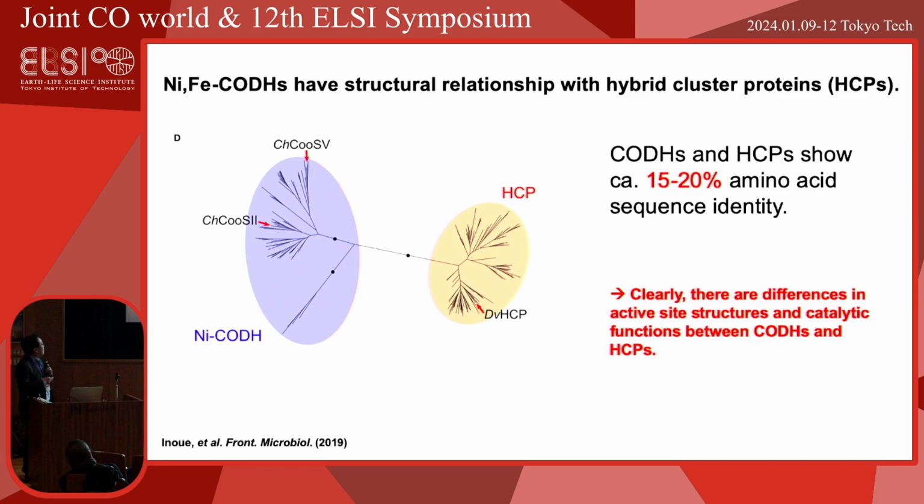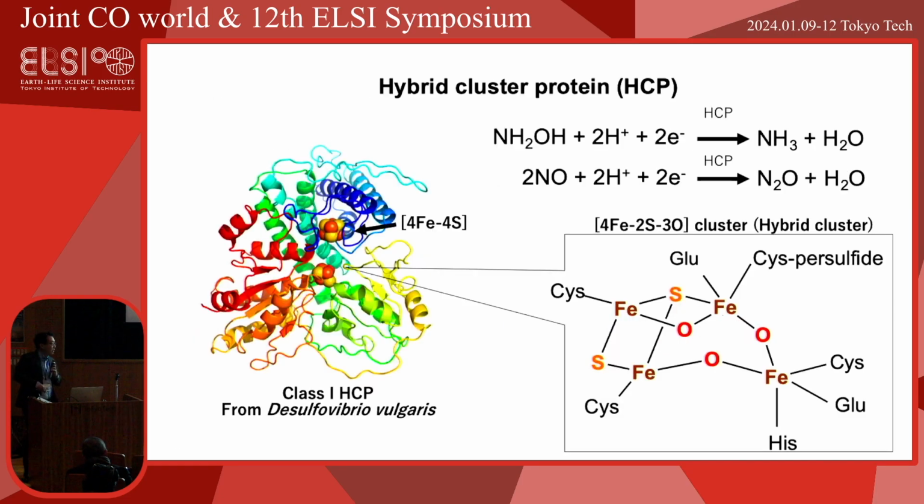So it's clear these two enzymes could function in different manners, but the question is how the protein structure of HCP looks. Actually, about 20 years ago, one class of HCP was studied by structural biology. This class 1 HCP is a monomeric enzyme, and it contains 2 different types of metal clusters. One is here, typical for iron-sulfur. The other is here, which is the catalytic center.